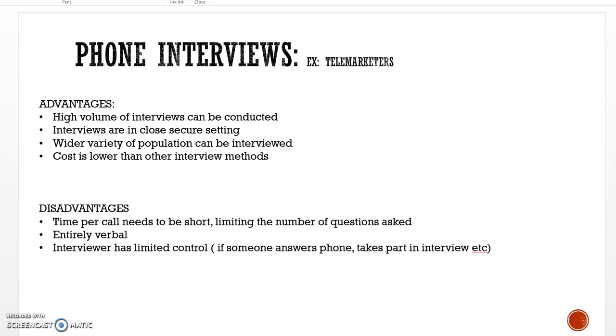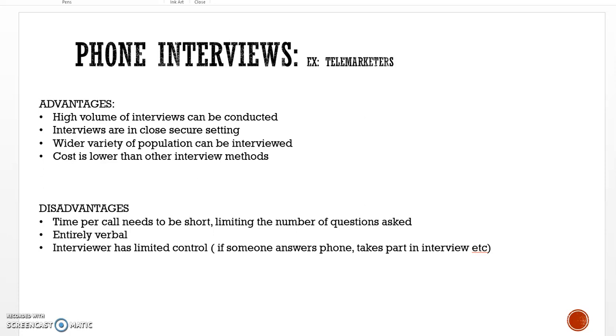The next is a phone interview. I think of these as telemarketers. They're really doing interviews when they call and try to ask you questions. The advantage of this is you can get a very high volume of interviews done in this way.